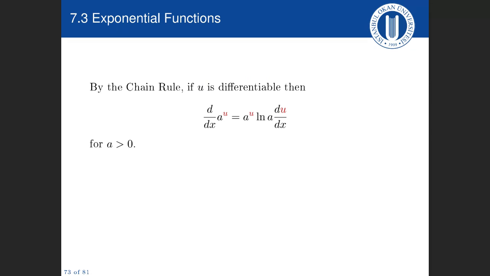By the chain rule, if u is differentiable, then d/dx of a to the power u must be a to the power of u ln a du/dx, for any a greater than 0. Or turning that around, we would have an integral formula. The integral of a to the power u du must be a to the power of u divided by ln a plus c. That's just chain rule or substitution.